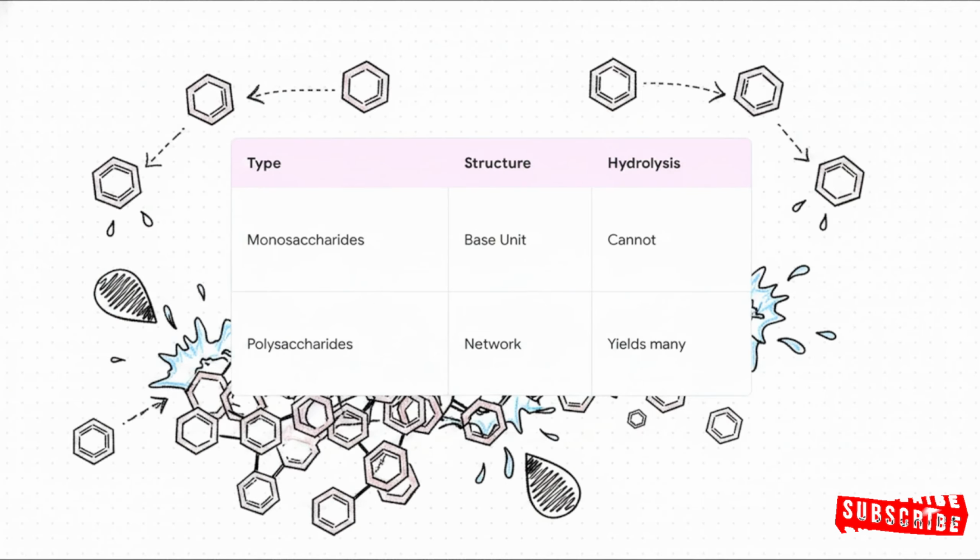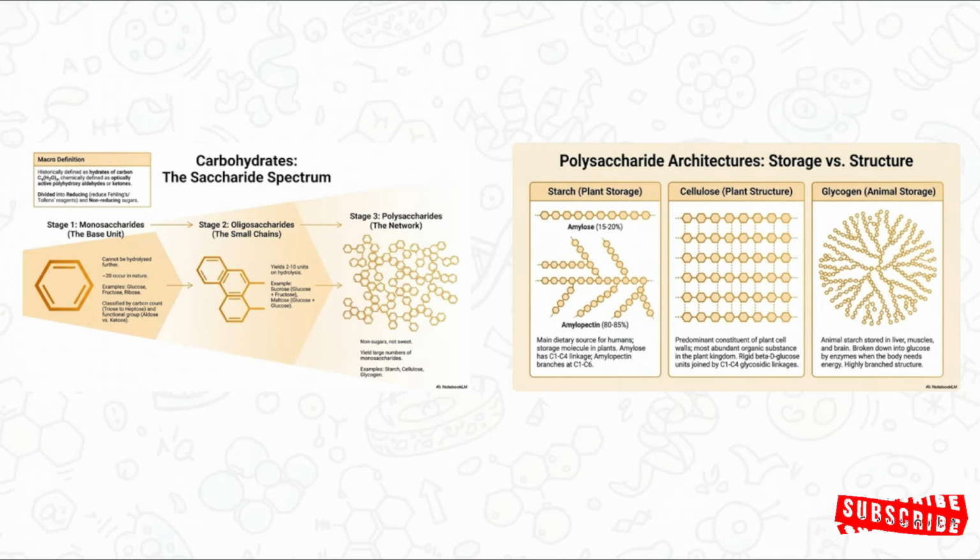Now, for the exam, you have to be able to contrast simple base units against complex networks. Monosaccharides are the base units. They cannot be broken down by water into anything simpler. They're your quick-hit, processed sugar energy spikes. On the flip side, you have polysaccharides. These are massive networks that yield huge numbers of monosaccharides upon hydrolysis. They usually aren't sweet, and they provide that sustained, long-term energy release that is absolutely crucial for athletic endurance and a healthy, balanced diet.